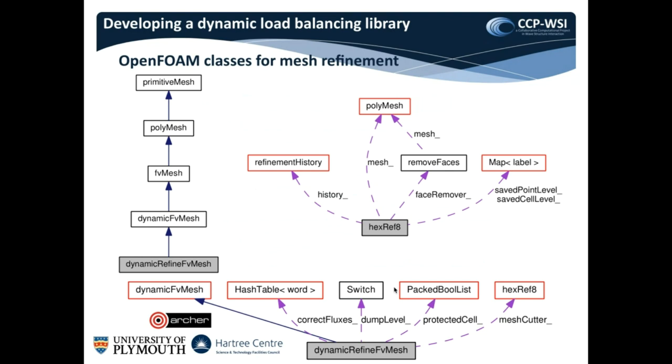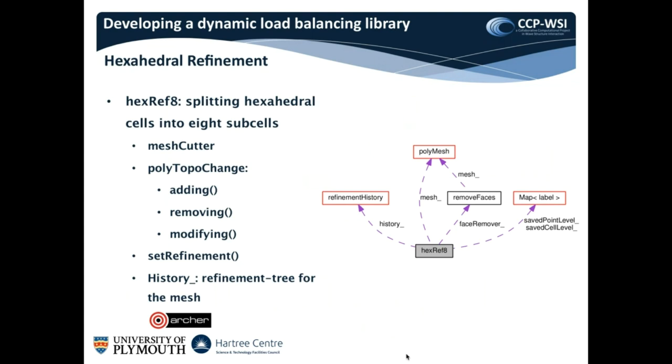The three main mesh classes are, first, hex refinement. This is basically hexahedral mesh refinement, where each hexahedral cell can be split into 8 cells. This is one of the key mesh classes you need to know how to use. And then dynamic FV mesh and a dynamic refinement mesh as well. The next slide just gives you hexahedral mesh refinement, splitting hexahedral cells into 8 subcells, and it provides functionality to do two things.